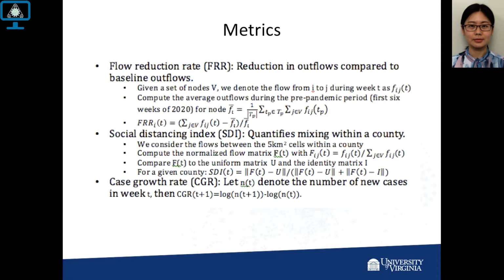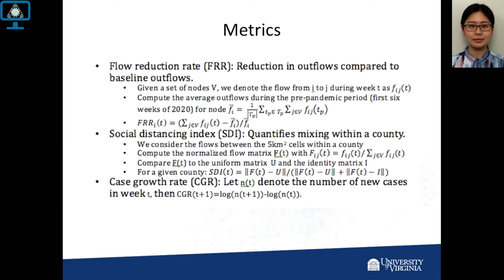And the social distancing index, SDI, quantifies the mixing or movement within a county. We consider the flows between the cells within a county and then compute the normalized flow matrix FT. Then we compare FT to the uniform matrix U and the identity matrix I and compute the SDI. So here, an SDI value close to 1 indicates less or no mixing between cells, while an SDI value close to 0 indicates a high level of mixing or movement between cells.